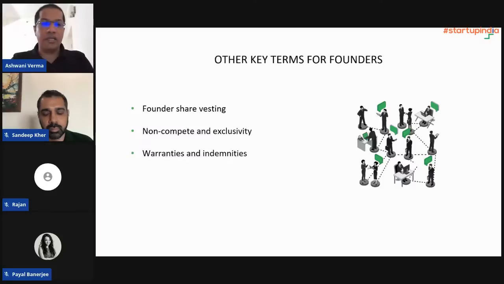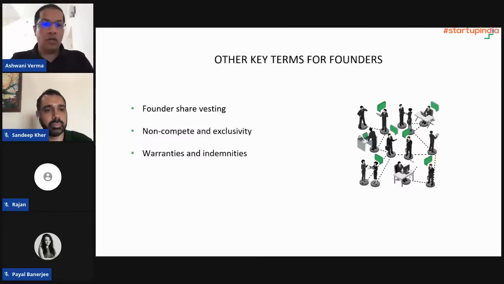Generally, we have seen this starting from 4 years and sometimes even longer. With every passing quarter or every year, a certain percentage of shares get vested in the founders, and then they are entitled to the economic interest in relation to these shares. Till the time the shares are completely vested in the founders, their transfer or any economic benefit in relation to these shares cannot be enjoyed by the founder. That's a key point there.